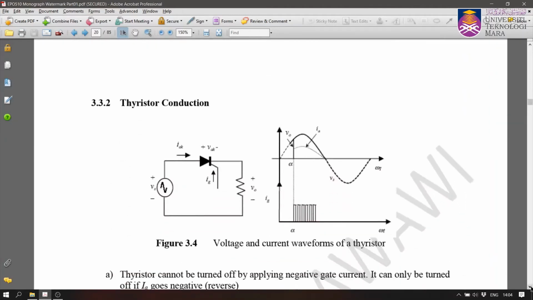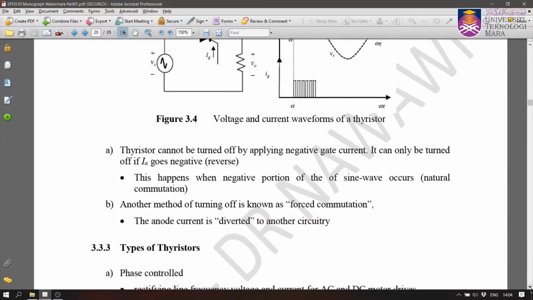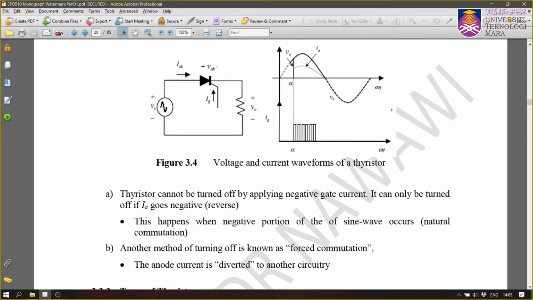So, thyristor conduction, look at this. We have discussed that before when you look into the thyristor application in a half-wave rectifier. This is a half-wave rectifier. We have looked into that. A thyristor cannot be turned off by applying a negative gate current. It can only be turned off if IA goes negative, in reverse. This happens when the negative portion of the sine wave goes through. When the current tries to go into the negative cycle, it will be turned off.